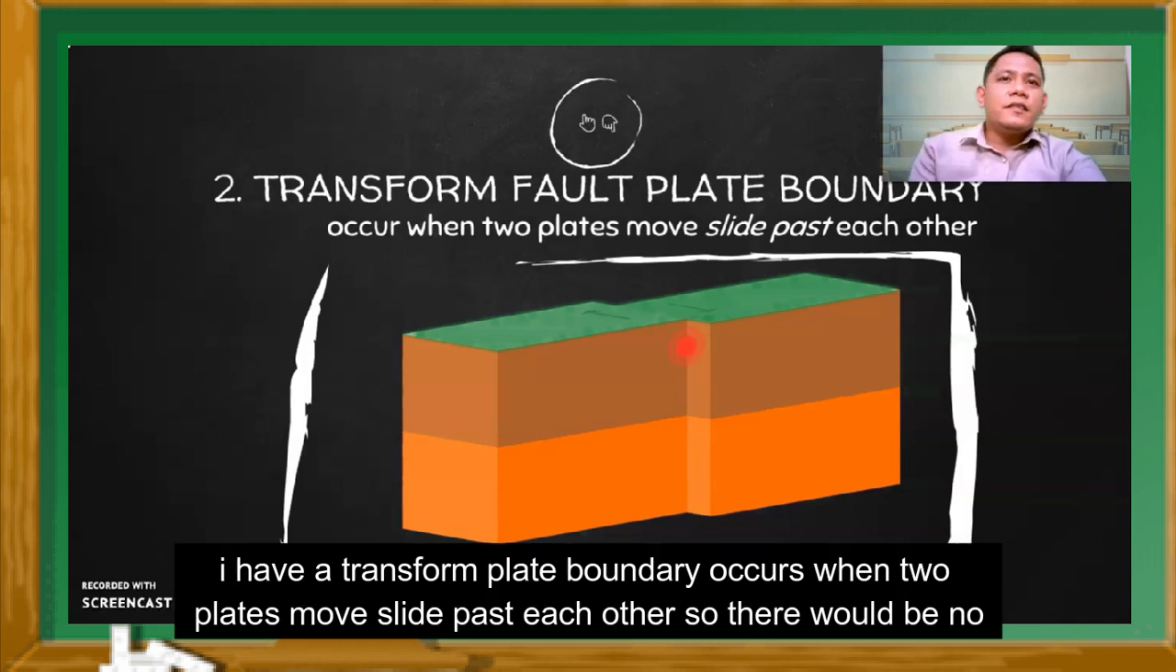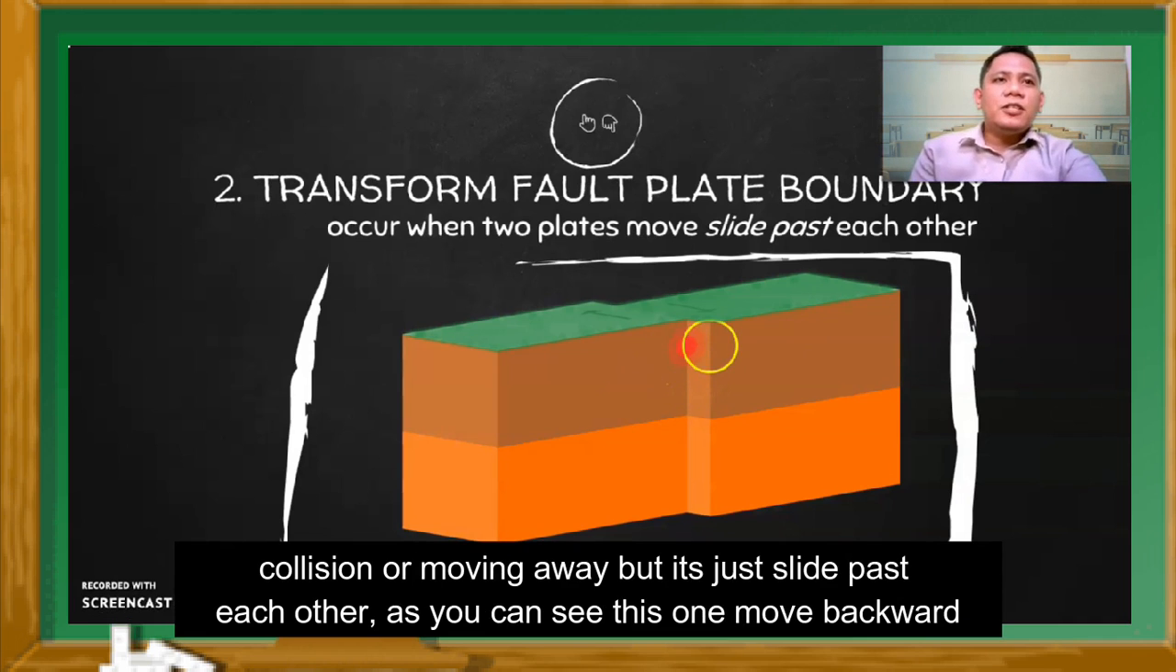And next we have the transform fault plate boundary. It occurs when two plates slide past each other. So there would be no collision or moving away, but they slide past each other.